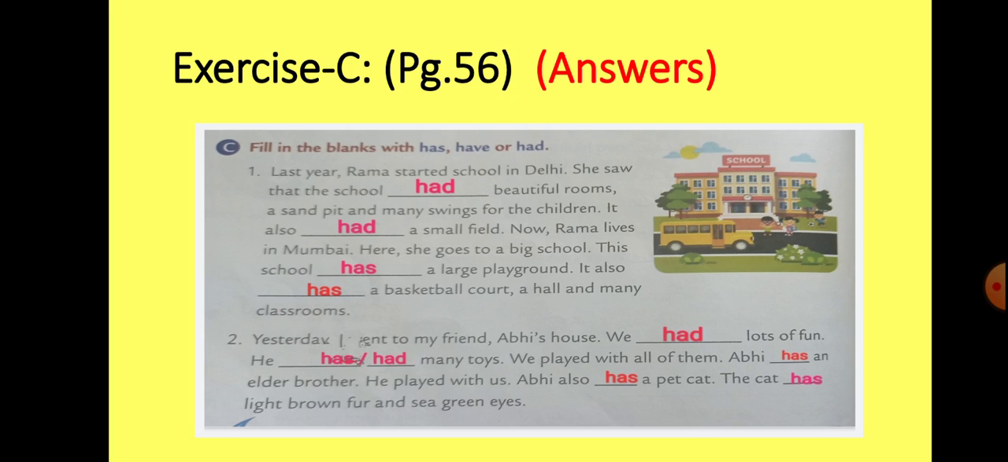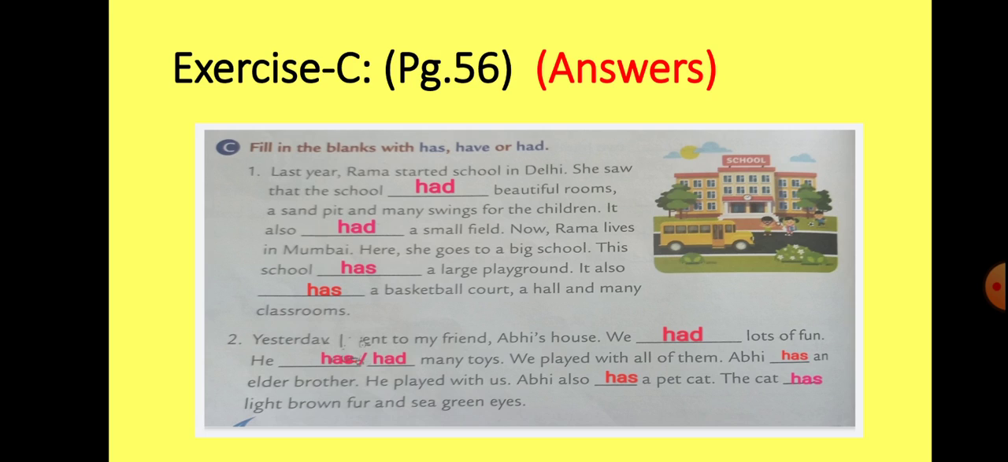Number 2, yesterday. We are talking in the past. So I went to my friend Abhi's house. We had lots of fun. He has or had many toys. So we are talking about past, and we are also telling how many toys he has or had. Till now he has them, he has them now also. So we can either use has or had here. We played with all of them.